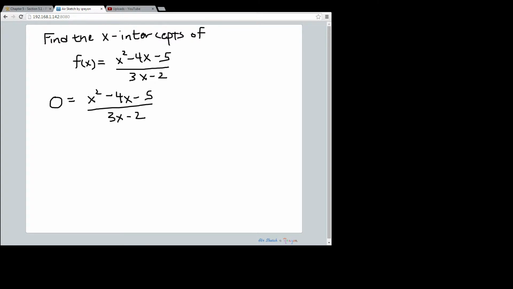What I need to do is solve this equation, and then the solutions of this equation will be the x-intercepts of this function here. So in this function, what I've got is a fraction, right? It's a rational expression, a fraction basically. And what I want to do is to get the LCD. In this case, there's only one fraction, so the LCD, or least common denominator, is just going to be 3x minus 2.